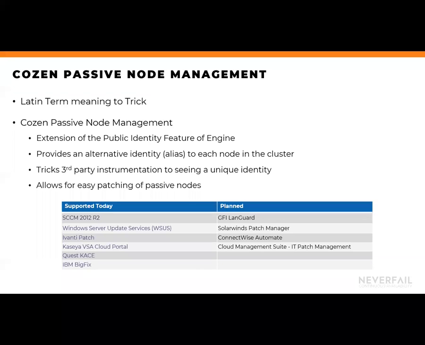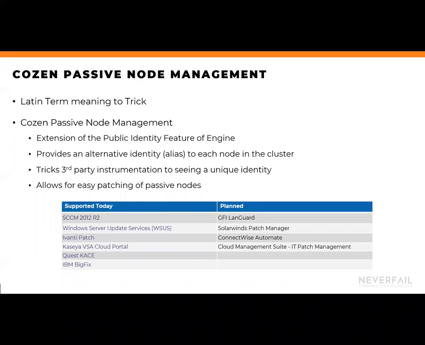And then there's Cozen passive node management. So this is actually a really, really cool technology that we've built in and implemented in Engine 8.5. Since these are clone copies of the production system, one of the challenges our customers had is that if I have to patch these passive nodes, I actually have to switch over the users to my technology, such as SCCM, Quest KACE, Kaseya VSA, IBM BigFix, whatever it may be.